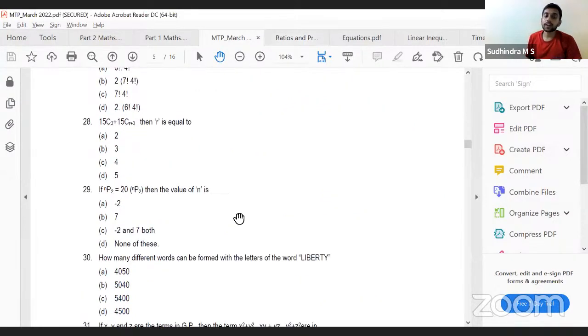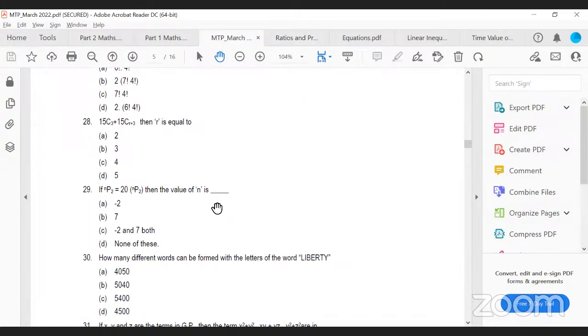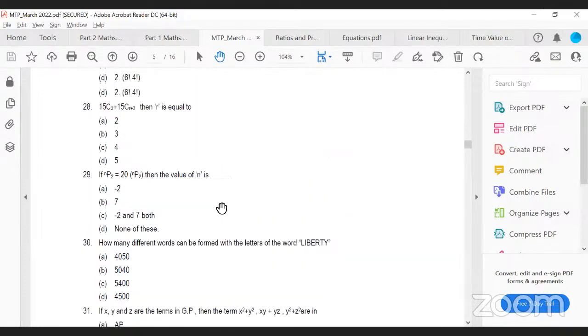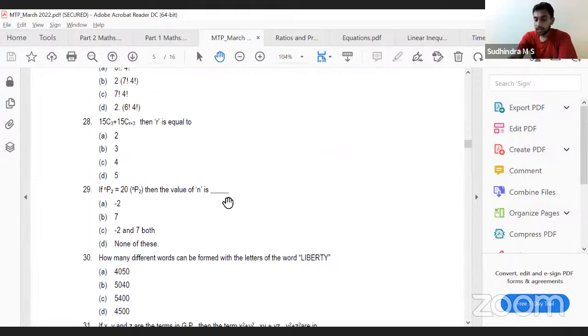Next one. How many different words can be formed with the letters of the word LIBERTY? 7 factorial. What is 7 factorial? 5040. That's all. So this is about permutation and combination. The questions would be simple, very simple with regard to this chapter.